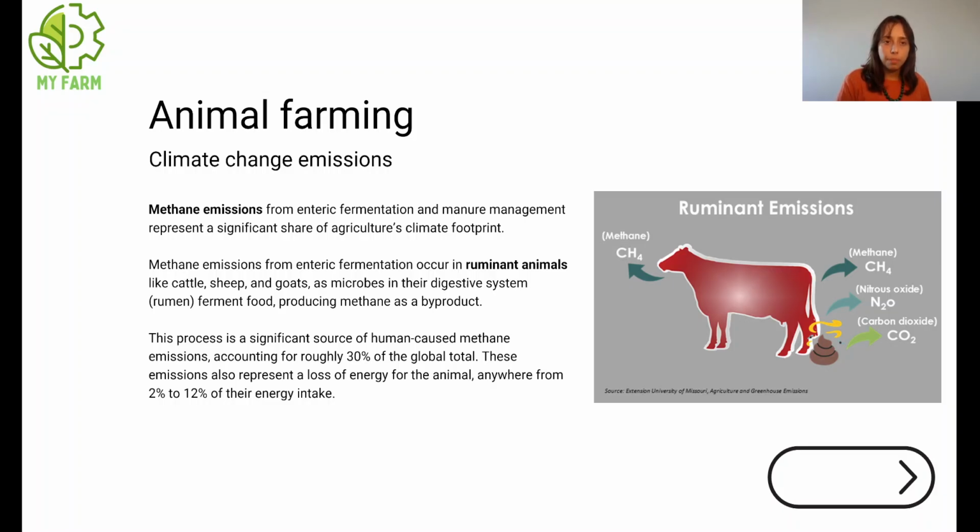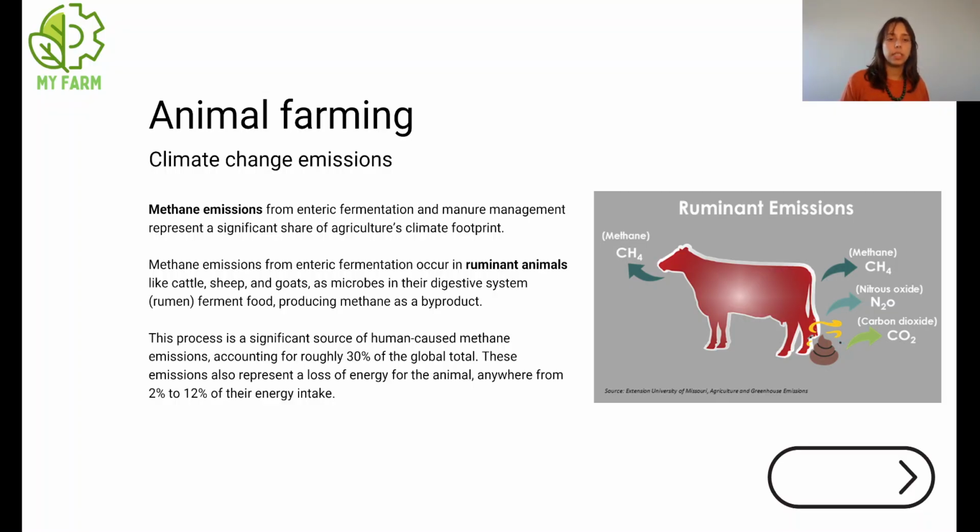Regarding climate change emissions, we know that methane emissions from enteric fermentation and manure management represent a significant share of agriculture's climate footprint. Methane emissions from enteric fermentation occur in ruminant animals like cattle, sheep, and goats, as microbes in their digestive systems, especially in the rumen, ferment food, producing methane as a byproduct.